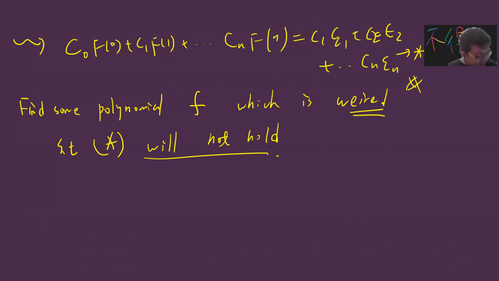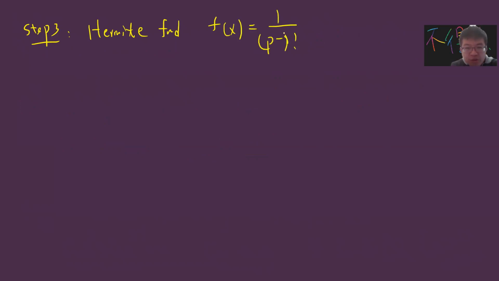Okay, so this is what the previous smart guy found. Step 3. So Hermite found F. Let's define F of x to be 1 over (p minus 1) factorial, times x to the p minus 1, times (1 minus x) to the p, (2 minus x) to the p, up to (n minus x) to the p. Here p is some prime number, and p should be very large.